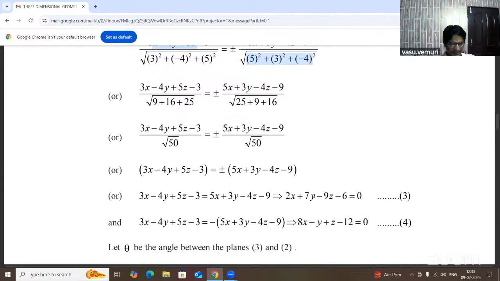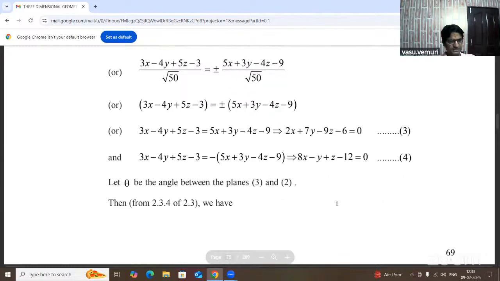The second bisecting plane is, we take the negative expression, minus of 5x plus 3y minus 4z minus 9. After the simplification, we get the second bisecting plane, 8x minus y plus z minus 12 equal to 0. Say there are two bisecting planes, the third equation and the fourth equation. Let theta be the angle between the planes, the third equation and the second equation.